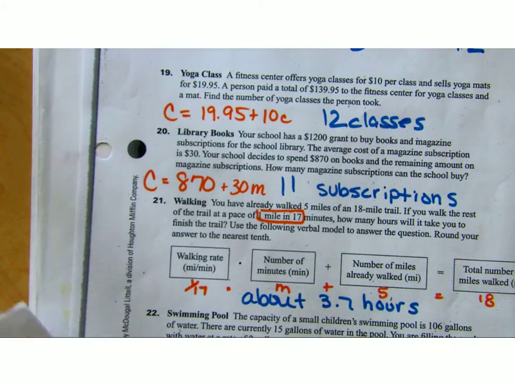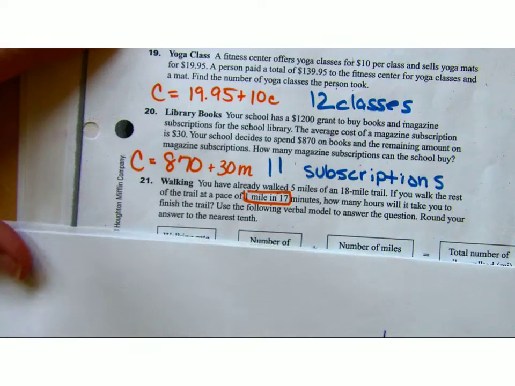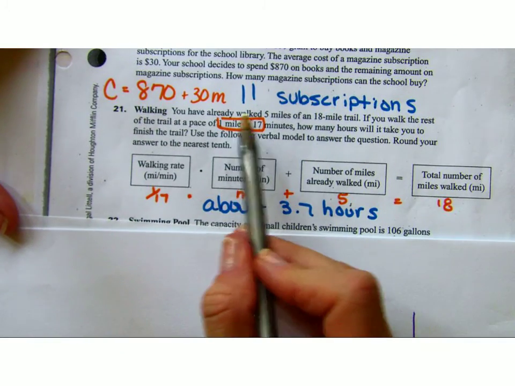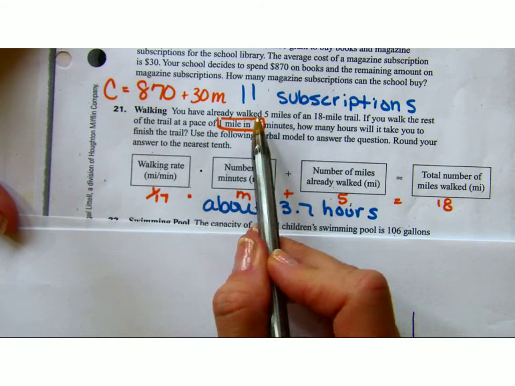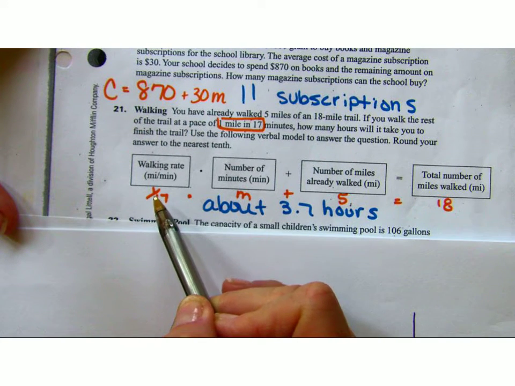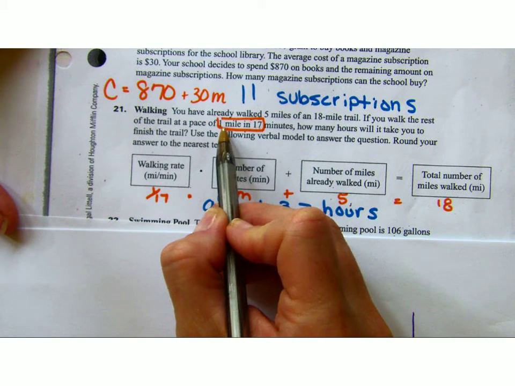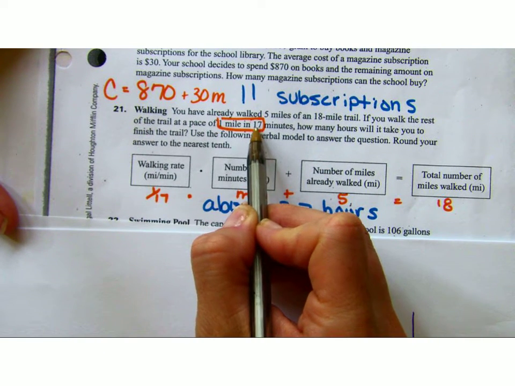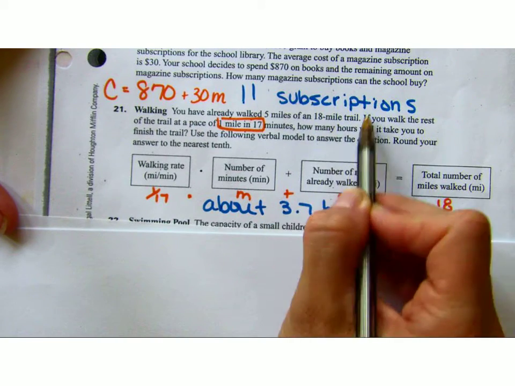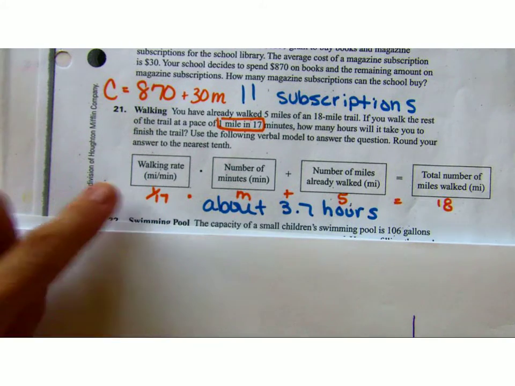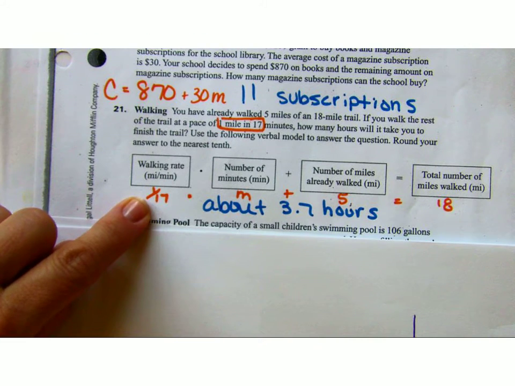Number 21, this last one was a little confusing because it actually gave you the verbal model. You just had to know that these two numbers together were your walking rate. So see how it says miles per minute? You did 1 mile in 17 minutes, okay? You have an 18-mile trail hike. You already did 5 of it, so you have 13 to go. If you're going to walk 13 miles at this rate, how long is it going to take you?